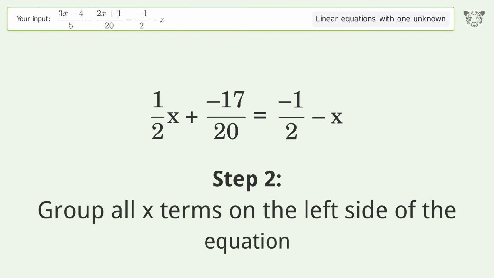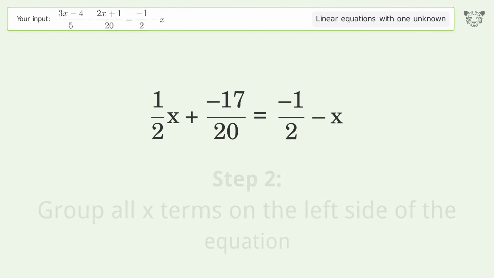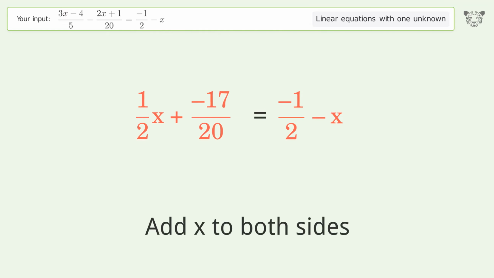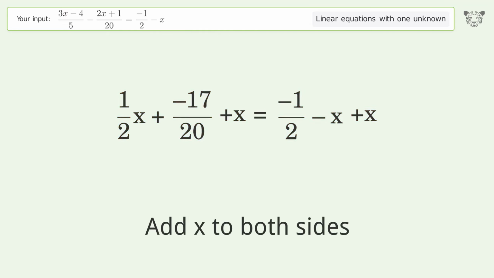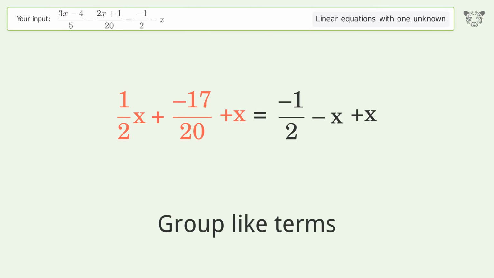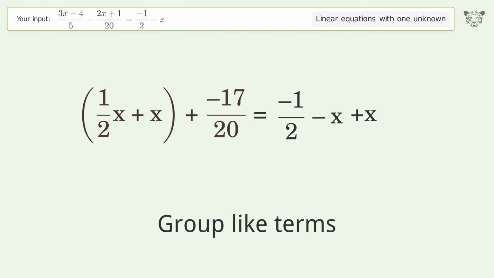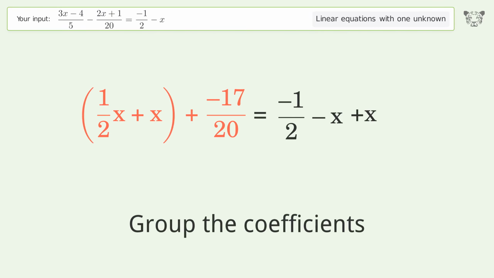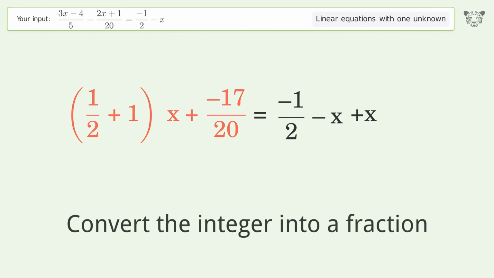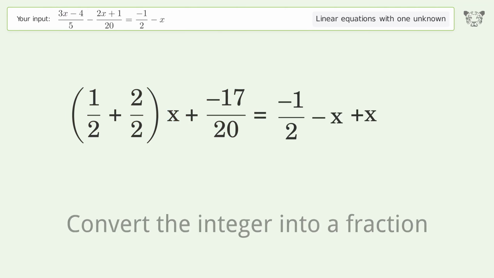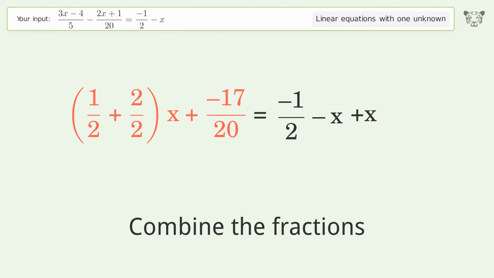Group all x terms on the left side of the equation. Add x to both sides. Group like terms. Group the coefficients. Convert the integer into a fraction. Combine the fractions.